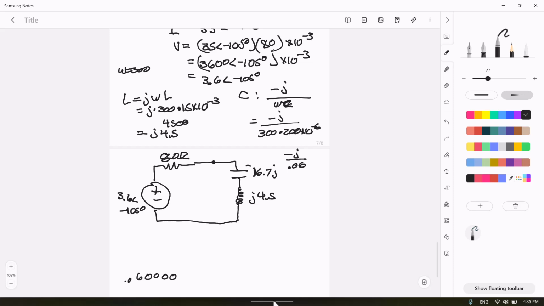Okay, so I want the voltage across this, and so I'm going to do voltage division. Voltage division is like current division, but with current division, you take the value of the other resistance. For voltage division, you take the value of the resistance, or here the impedance, that you want to find the voltage over. It should have been 45, not 4.5.